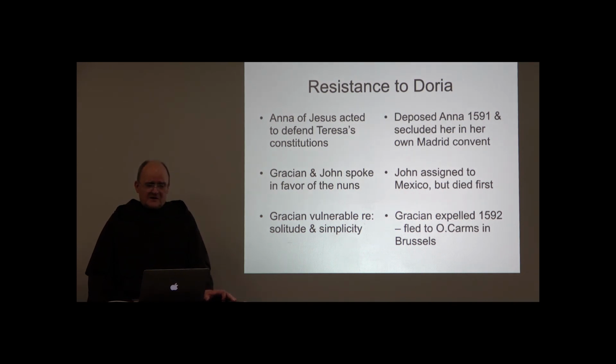Both John and Gratian tried to defend the nuns as being the carriers of Teresa's legitimate principles. And so John and Gratian both came in for a share of the punishment as well. John of the Cross was given a transfer to the Mexican mission, but by that time he was already terribly sick and actually never left Spain. He died before he could go off to that mission. John probably would have been quite happy with that, because although he wanted to defend the nuns, he had no political aspirations himself. He just wanted to be a good friar, and he certainly lived and died as exactly that.